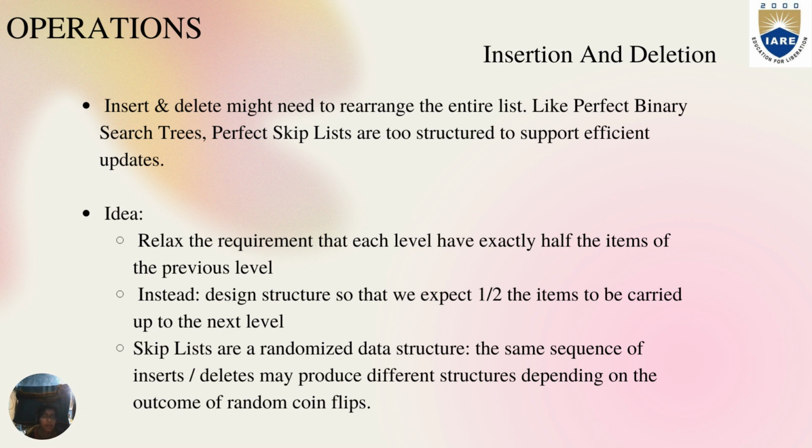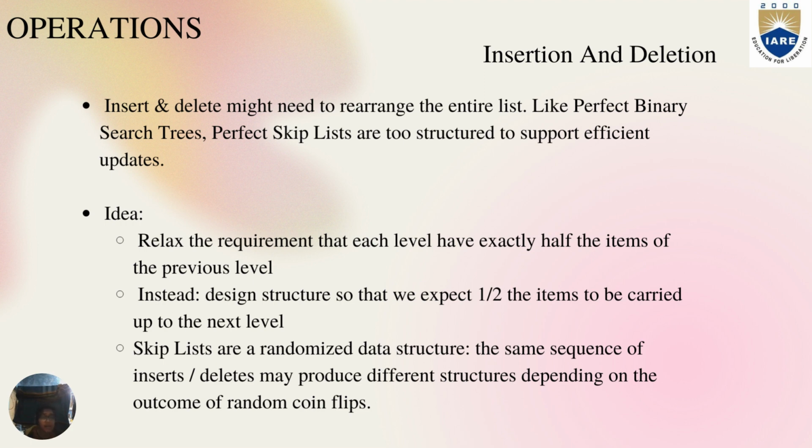Insert and delete might need to rearrange the entire list. Like perfect binary search trees, perfect skip lists are too structured to support efficient updates. The idea is to relax the requirement that each level have exactly half the items of the previous level. Instead, design structures so that we expect half the items to be carried up to the next level.